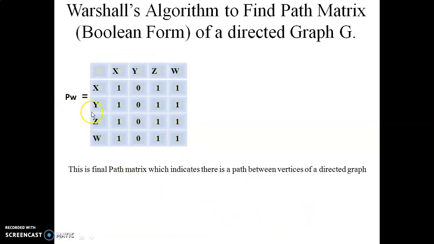So this P of W finally indicates that this is the final path matrix, which indicates whether there is a path between vertices of a directed graph. So this will tell you whether a path exists between the particular vertices or not. For example, if you see here, from x to x there is a path, from x to w there is no path, from x to z there is a path, from x to w there is a path. So this is how we solve the Warshaw's algorithm to find the path matrix of a directed graph G.